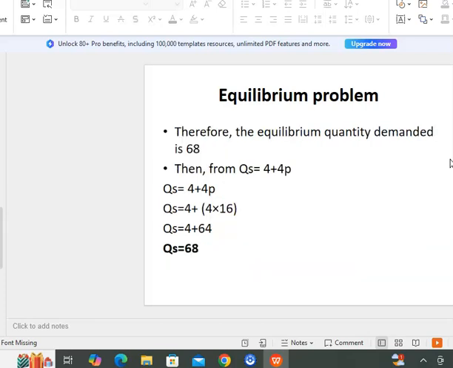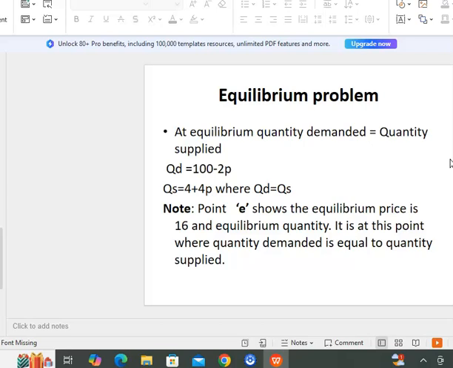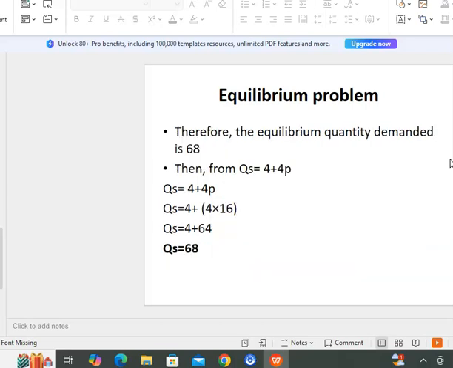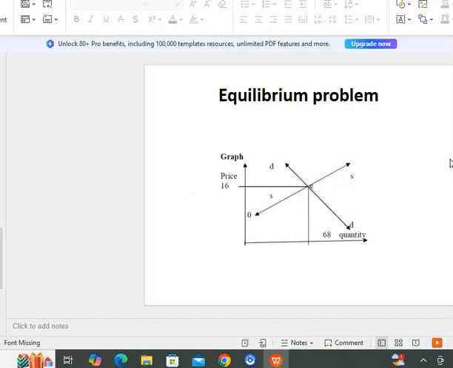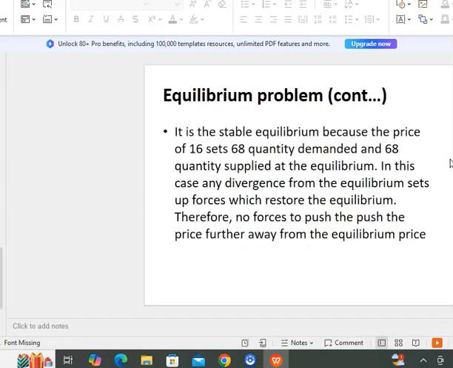So when you solve these equations simultaneously, you will realize that the quantity supplied is equal to 68, and when you substitute 68, of course when you already have the QS, it is easier for you to get the price. So when you solve for price, you get 16. So P is equal to 16, and the quantity supplied is equal to 68. And at the equilibrium point, it means that the quantity demanded is equal to the quantity supplied. Therefore, 68 is equal to 68 when the price is 16.